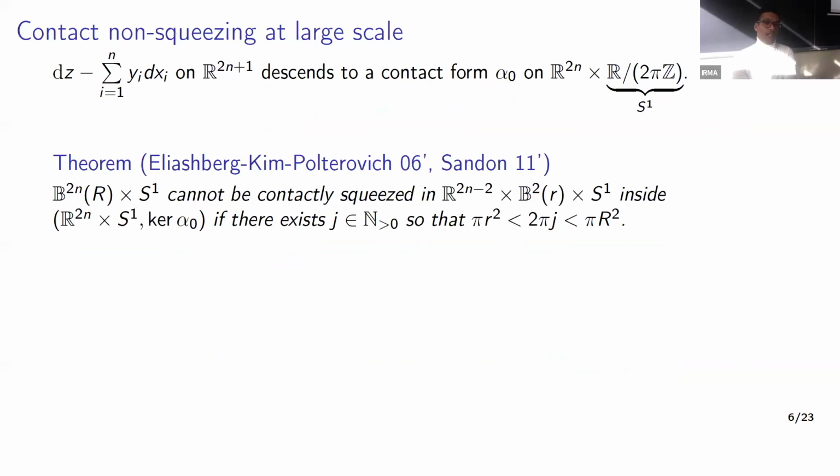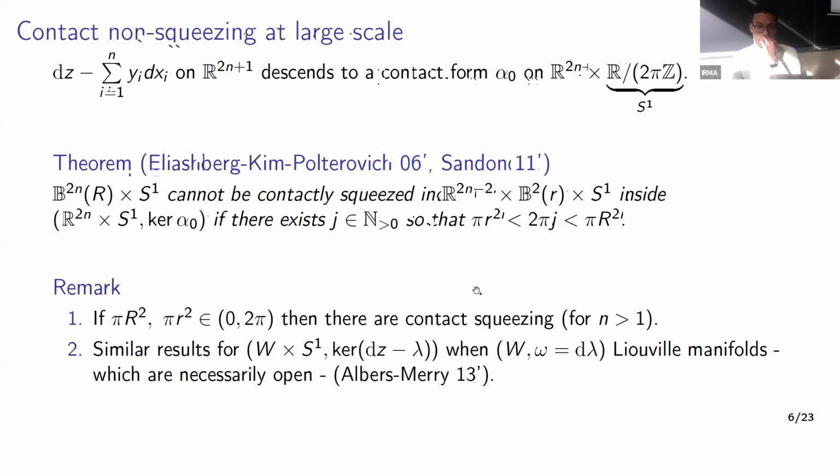More precisely, if you work in R2n times S1, where by convention I see S1 as of length 2 pi, and with the standard contact form, the one from R2n+1 that descends to R2n times S1, then the theorem of Eliashberg, Kim, Polterovich says that the ball of radius big R times S1 cannot be contactly squeezed into the cylinder of radius little r times S1 inside the contact manifold R2n times S1 if there exists a multiple of 2 pi that separates pi little r squared and pi big R squared.